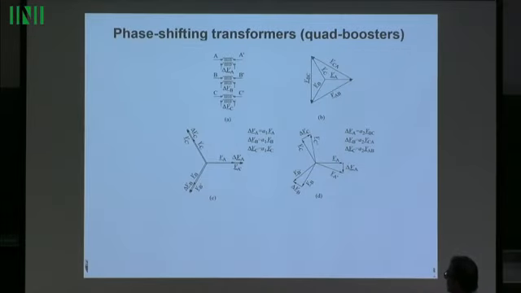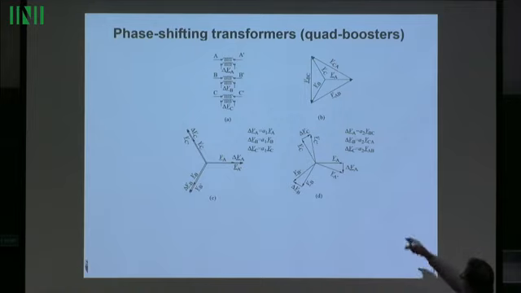So normally, let's go first through this one. This is for the normal transformer. It means this is the transformer, and if you connect an additional winding, it will give you a voltage which is in phase. So it will increase the magnitude of the voltage. So you can increase the voltage.